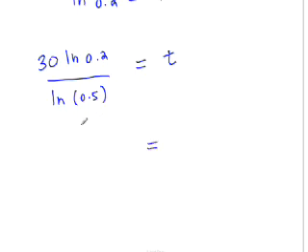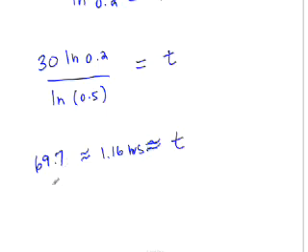So then number crunch this expression on your calculator, and you'll get T is approximately equal to 1.16 hours. And since the half-life was given in minutes, it would be a good idea to also have this available in minutes. 1.16 hours is approximately equal to 69.7 minutes.